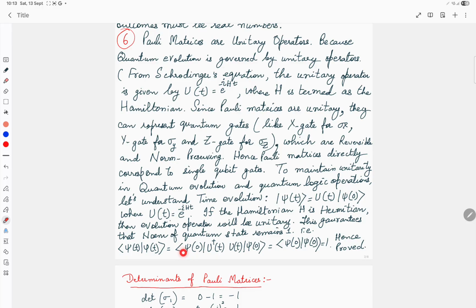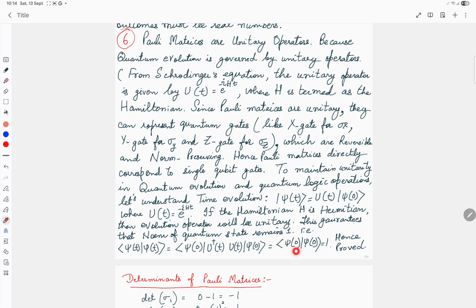So therefore we take the bra of psi 0 and the adjoint of the U operator, and the second part is the ket psi part. So therefore U ket psi 0 will come. Now we know that since this is unitary, adjoint U when multiplied by U, we will get the identity. So therefore it is basically 1.